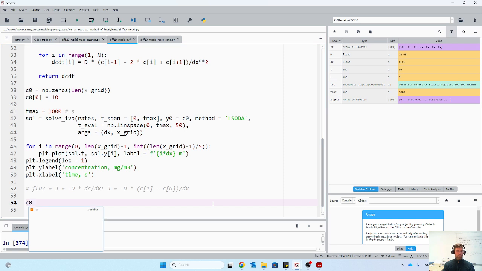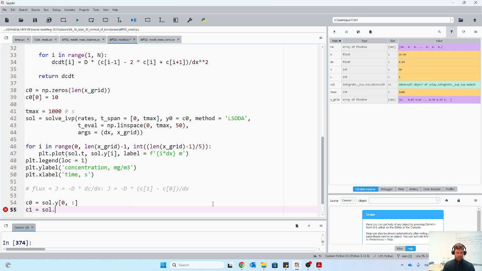First, we extract the values at position 0. So we go into the solution. So that would be the first row and all columns. So the different columns in the solution will be the different time points. So this will give us the concentrations at the surface or at the left side for all times.